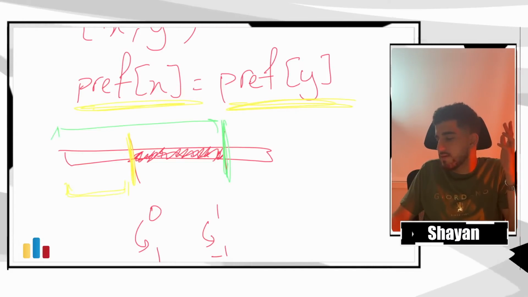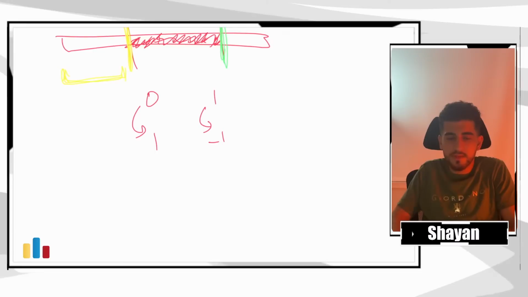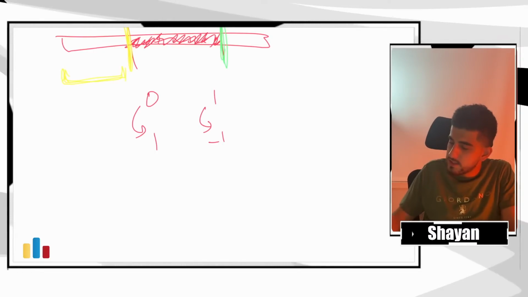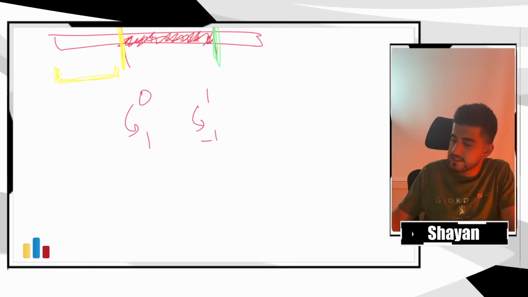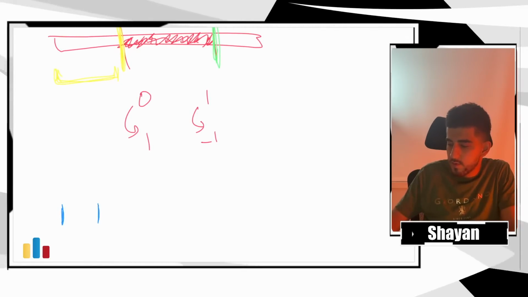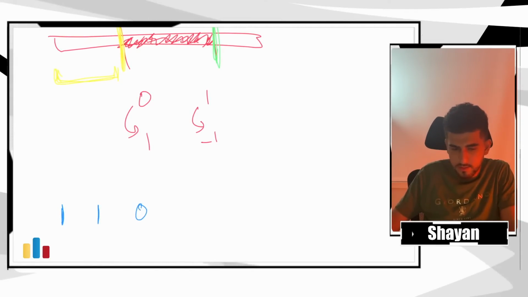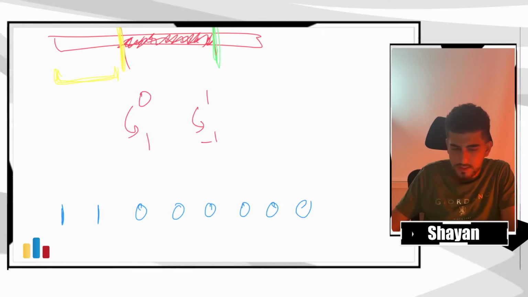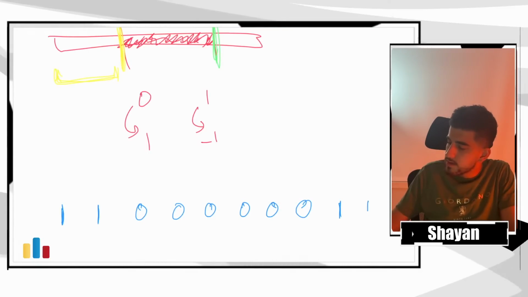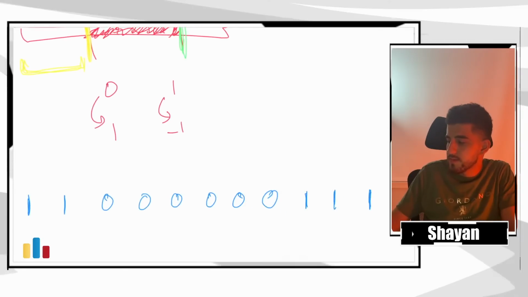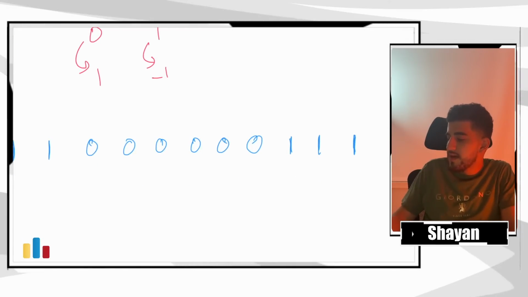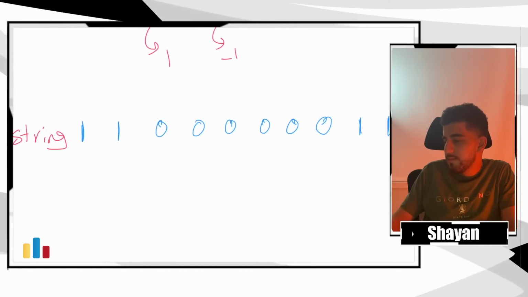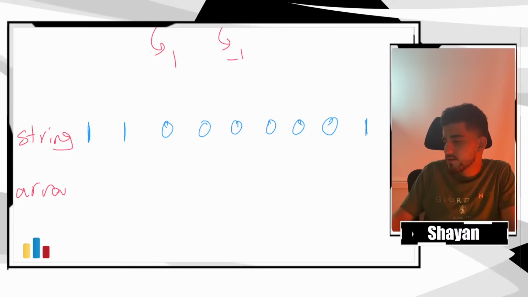The sum of this prefix, I mean, for example, let me take an example. So consider the last example, the last input. We have 1, 1, 0, 0, 0, 6 zeros. This is the last example in the problem statements. So first of all, I make an array out of it. This is my string. I make an array out of it.